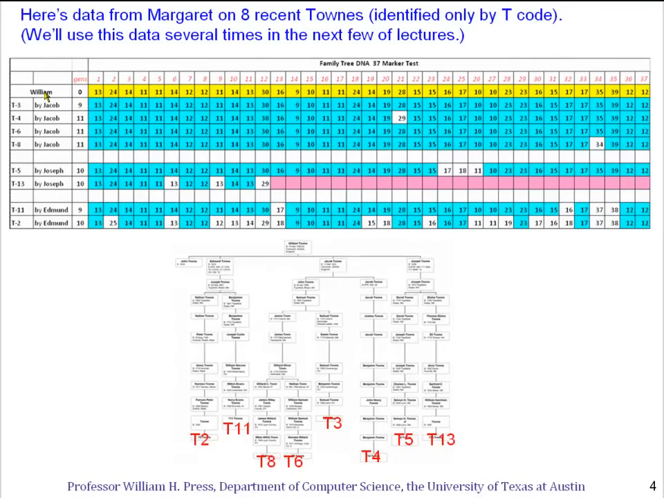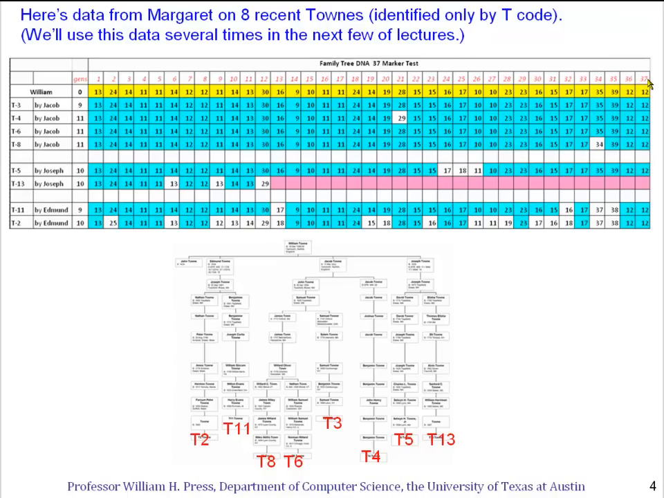So ignore this yellow row for a minute. The other rows are the living Townes that we just mentioned. Here are the descendants of Jacob. Those are these ones in this middle branch down here. Here are the ones of Joseph, and here are the ones of Edmund. Now what's plotted across in the columns are the 37 loci, positions along the genome, that Family Tree decided to use in their standard test.